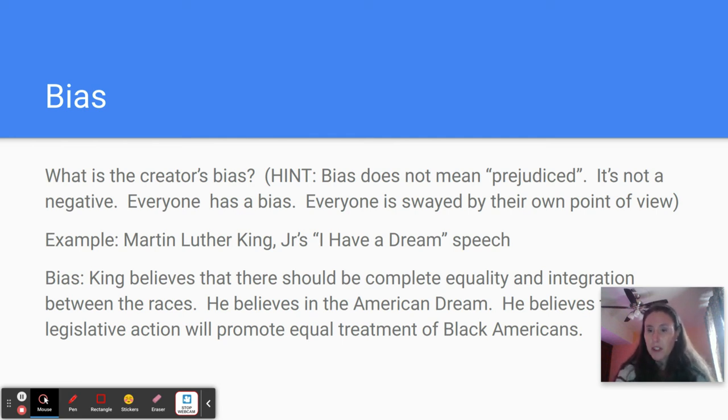He believed in the American dream. And he believed that the legal system and the legislature of our country could do a lot toward opening up that dream to Black Americans. Right now, in our civil rights movements today, we see more distrust of government, more distrust of the legal system. And that's different. Martin Luther King Jr.'s bias was in favor of the legal system and the government. That's just an example.